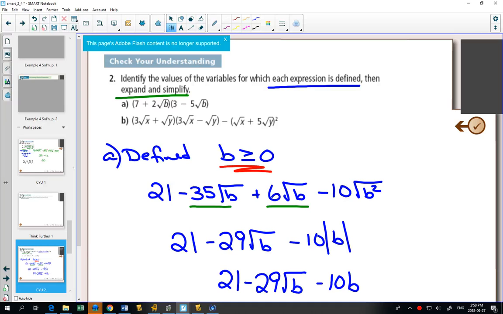Whew, how's that for complicated? If you left them, would I mark it wrong? No.